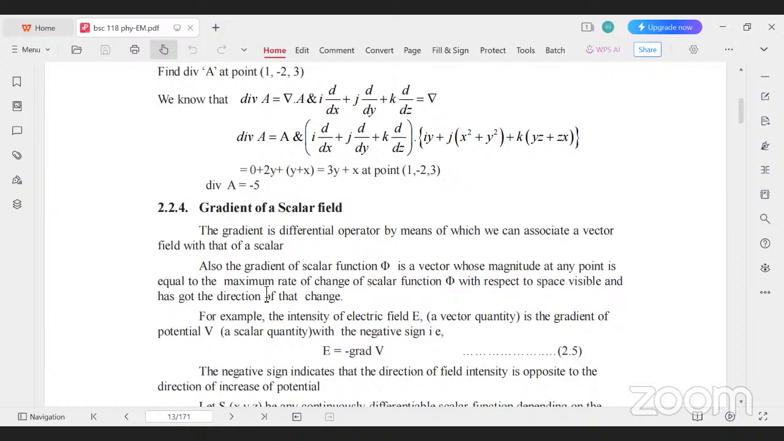So the vector quantity is the gradient of a potential, that is V, a scalar quantity, with a negative sign. That is, E is equal to minus grad of V. The negative sign indicates that the direction of the field intensity is opposite to the direction of increase of the potential. For example, if I want to find an electric field, how can I find it? Either I connect forward bias current or reverse bias current.